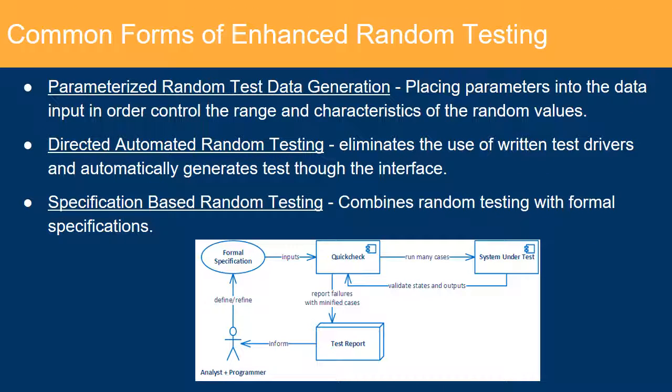Common forms of enhanced random testing. Parameterized random test data generation, which is where you place parameters in the data input in order to control the range and characteristics of the random values and their outputs. Directed automatic random testing eliminates the use of written test drivers and automatically generates tests through the interface. Specification-based random testing combines random testing with formal specifications, as seen in the diagram below.